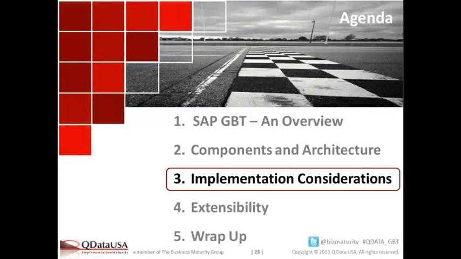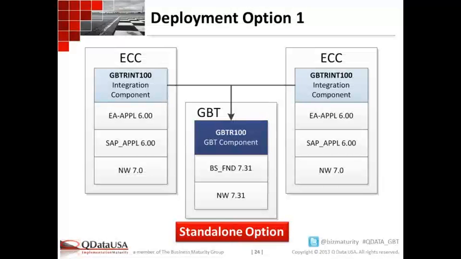Okay. So understanding those are the pieces of the puzzle, how do we go about putting that in, and how should we go about putting that in? All right. So there are a couple of deployment options available to you if you have multiple instances of ECC. You have the option of installing GBT as its own standalone component. So you'd install NetWeaver 7.31 and install the GBT component on top of that. And then you would link your ECC systems using ALE and then the RFC technique to pull the information in.